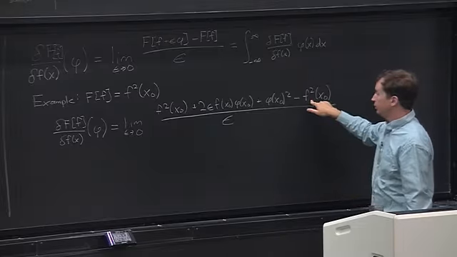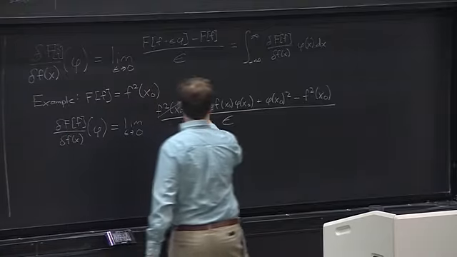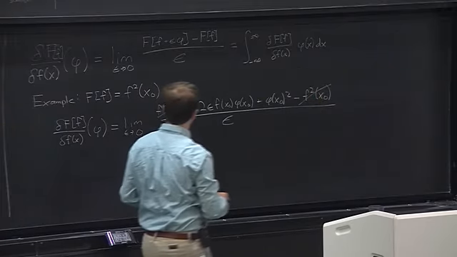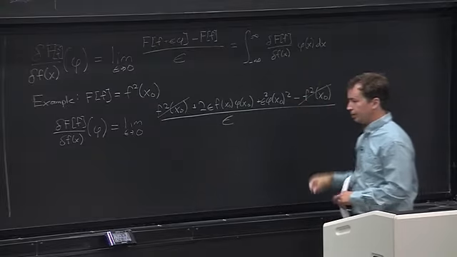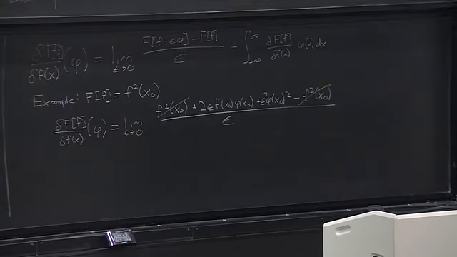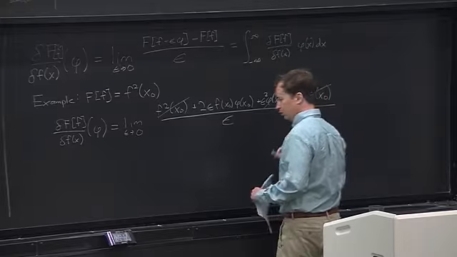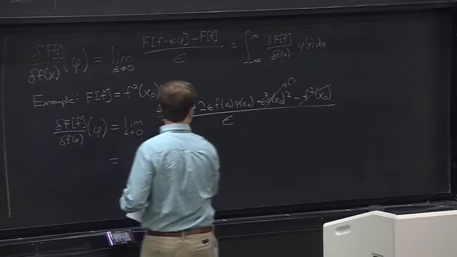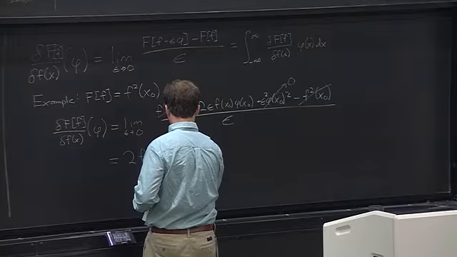And the first and last terms cancel. Sorry, there should have been epsilon squared here. And this term goes to 0 in the limit epsilon goes to 0. So we're just left with this one term, which is 2 f of x naught phi of x naught.